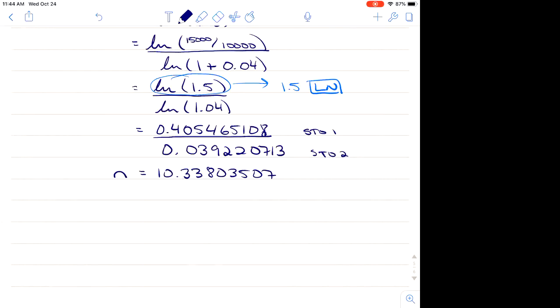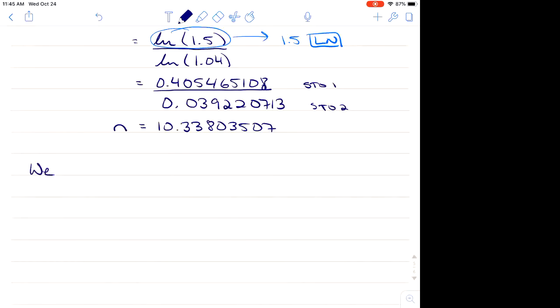Good. So we need 10.33803507 compoundings. That's not going to happen, right? We can't do a partial compounding. We've seen that scenario before, where we can't make a partial payment, or we can't have a partial compounding. So for the number of compounds, we always have to round up, right? So that means we're going to have a little bit more than 15,000 in the end, but I think we'll survive, because we have to take that 1 extra compounding.